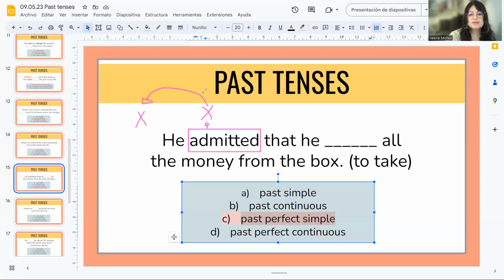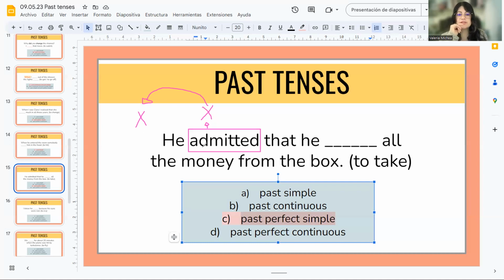How can we realize this? Just because of the word admit. You usually don't admit something before committing the crime, right? So you admit something when the action is already over, right? So you only admit things that you've done before. That's how I would explain this one.